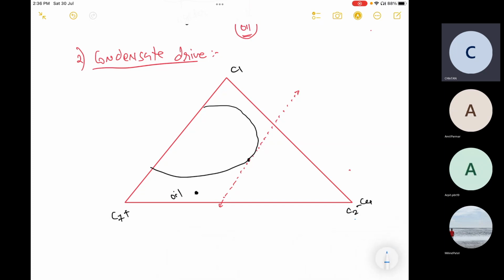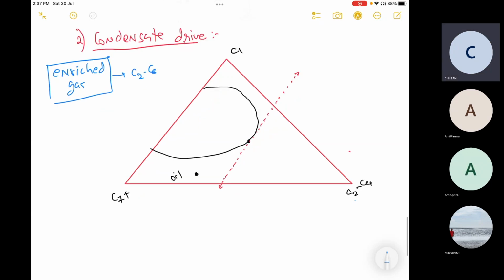So in a condensate gas drive, what can we inject? Intermediate components or enriched gas. We can inject the intermediate components or enriched gas. Enriched gas is nothing but a C2 to C6 combination where the proportion of those components is higher. So what are we going to inject? Enriched gas. This term you should remember.